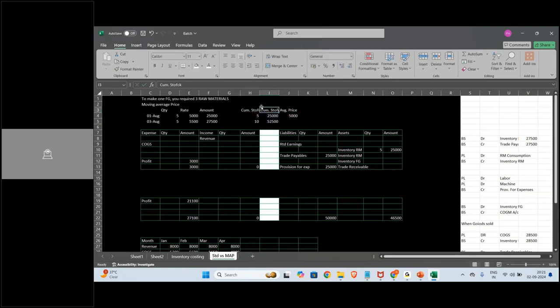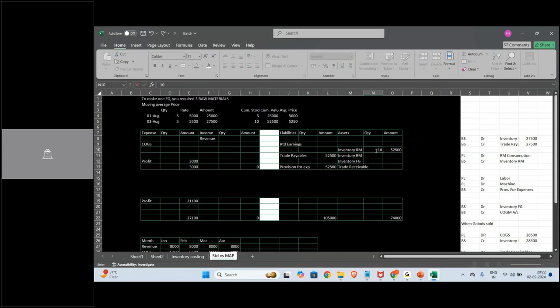Cumulative value by cumulative stock, that means total stock value by total stock. What is the price on 3rd August? 52,500 by 10, so 5,250, right? What is my total inventory value? 52,500. In moving average price, I will directly book it into the balance sheet inventory material. Trade payables is 52,500. Stock is 10.